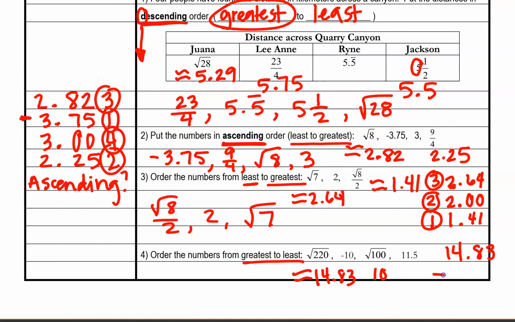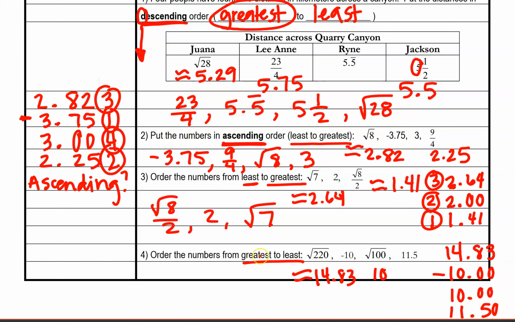14.83, we have negative 10. Again, there is no decimal, so the decimal is at the end. We have a 10. A whole number, the decimal is at the end. And then we have 11.5. Next step is to fill in the gaps. We have 0, 0, 0, 0, and a 0. So two numbers, two numbers, two numbers, two numbers.